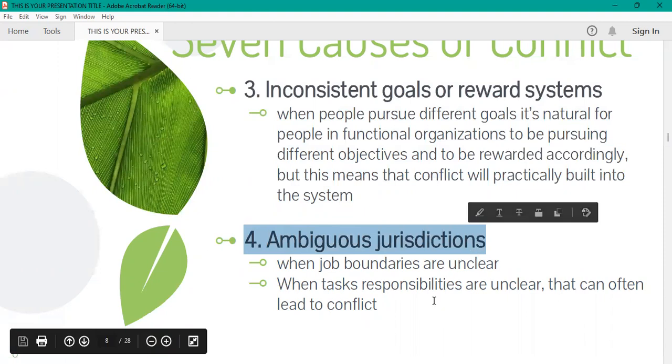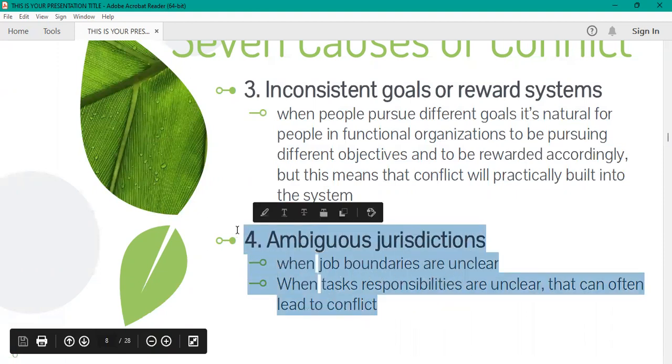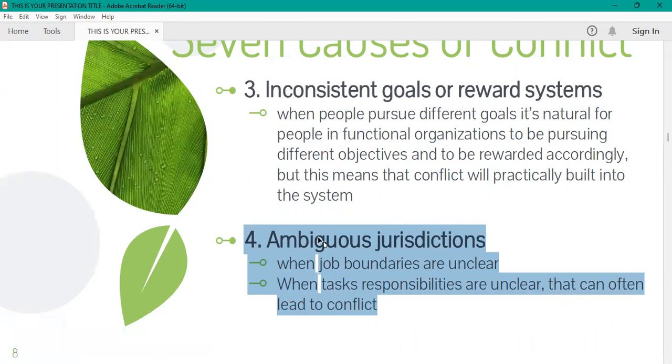Fourth, we have ambiguous jurisdiction, when job boundaries are unclear. When task responsibilities are unclear, that can often lead to conflict. Ambiguous means being uncertain about your job and your jurisdiction. Say for example, you as a manager are not allowed to fire an employee, because it is not under your job. When boundaries are unclear, you don't know who has power. That is another reason for conflict.